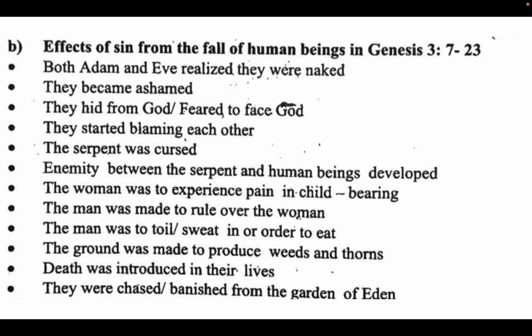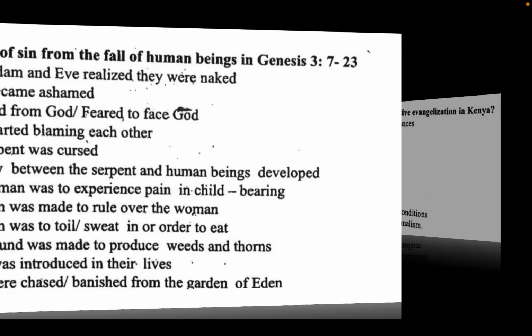The man was made to rule over the woman. The man was to toil in order to eat. The ground was made to produce weeds and thorns. Death was introduced in their lives. They were banished from the Garden of Eden.